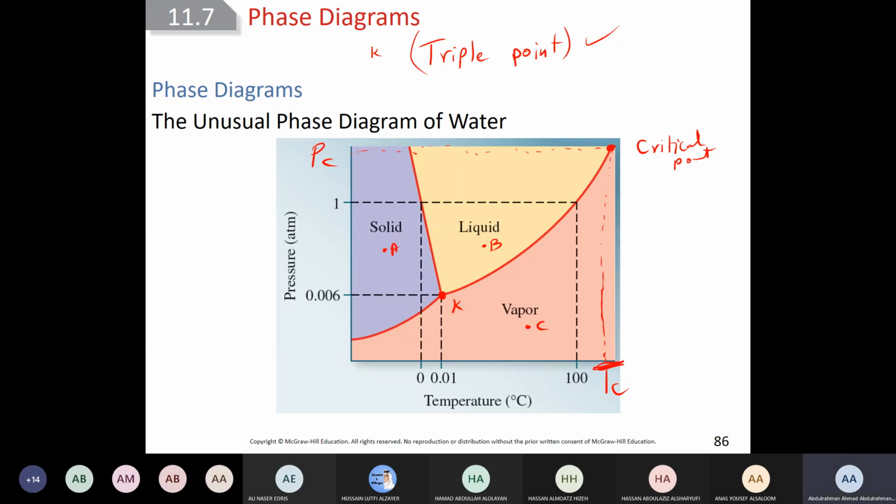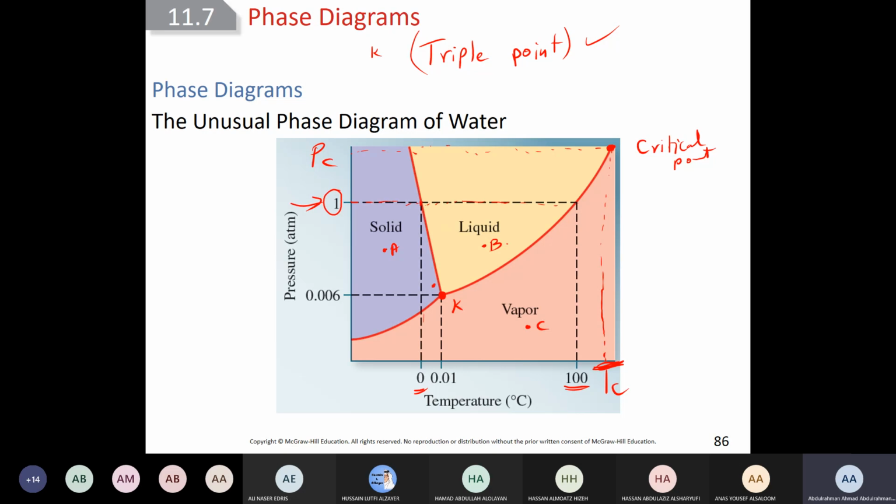Now, let me ask you, what's the normal freezing point of water? What should you do? Go to one atmosphere pressure, draw a line, and then go down. This point is the normal freezing point of water, which is what? 0. What's the normal boiling point of water? 100. But it has to be at what pressure? 1 atmosphere.